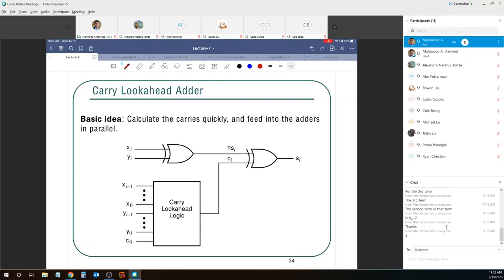We used all the inputs x sub I minus 1 all the way down to x sub 0, y sub I minus 1 all the way to y sub 0, and c sub 0. And here is where we did the carry look ahead or adder logic. What was that? The generate function, the propagate function. We did that, followed by the ANDing to come up with c sub I. Once we have c sub I and s sub I from the half adder here, you generate s sub I for the overall carry look ahead adder.